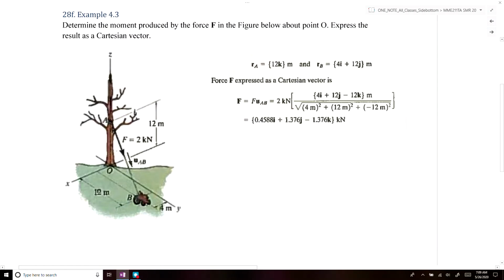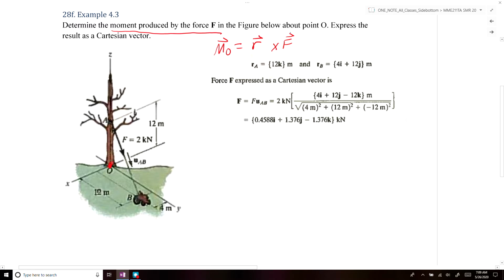So in this example, we're asked to determine what is the total moment produced by the force F that's applied to the tree. That force would cause about the base of the tree that's defined at our origin point here. So in order to figure out what is our moment at point O, we know it's going to be equal to the cross product of R and some force.